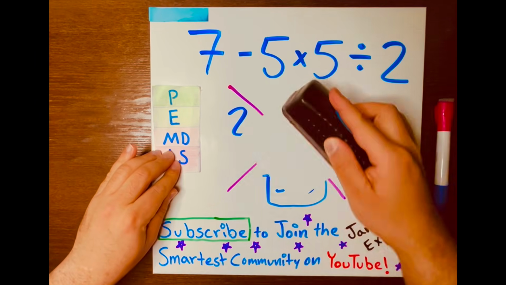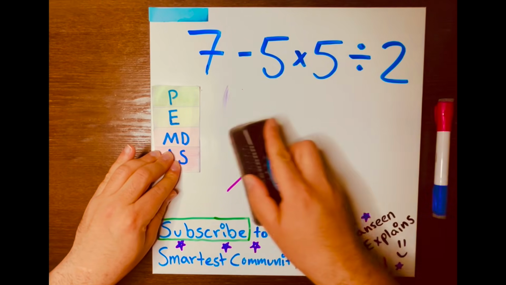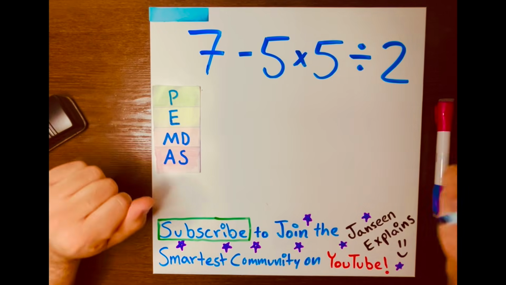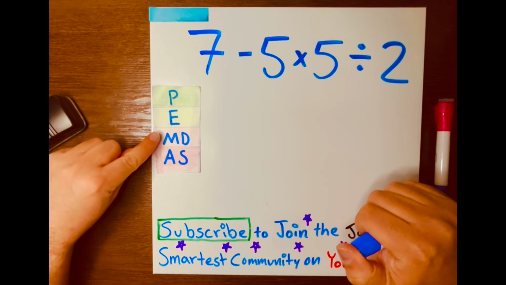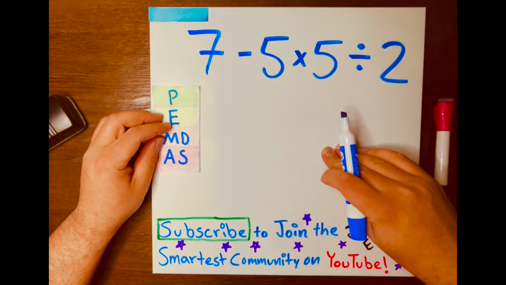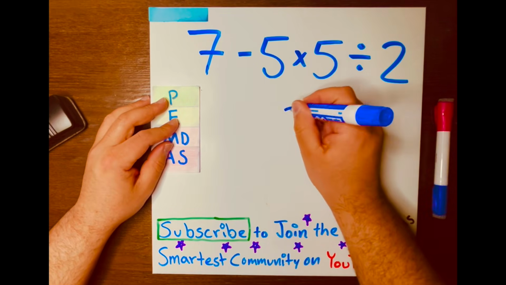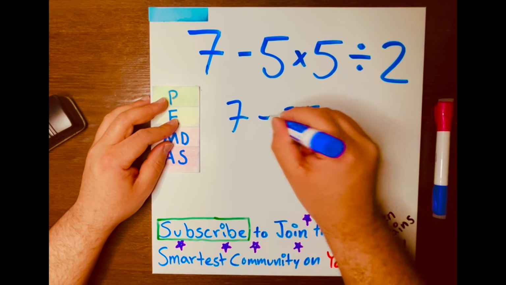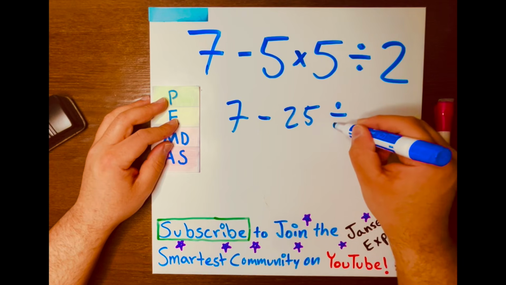Let me show you how to solve this math problem correctly using PEMDAS. And PEMDAS is saying, hey, you are going to multiply first, not subtract. So what is 5 times 5? 25. Good job.